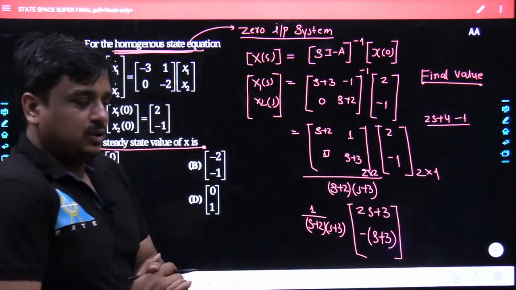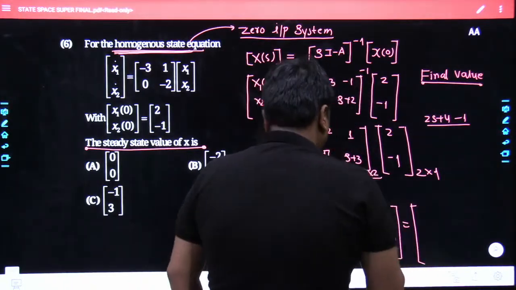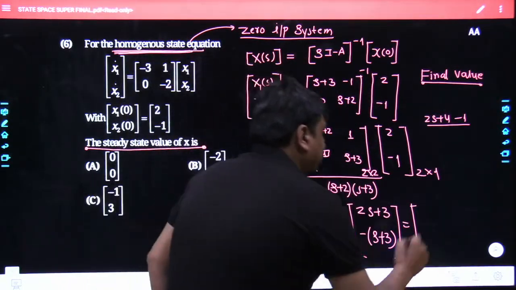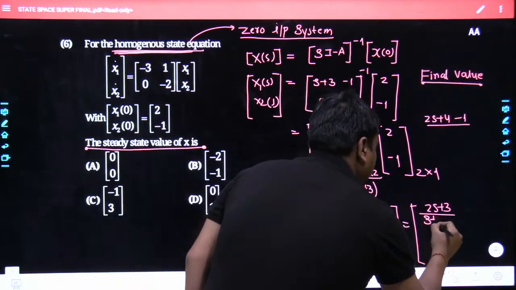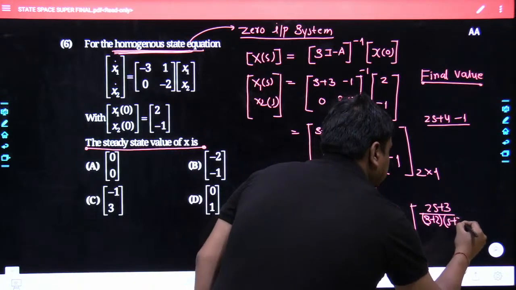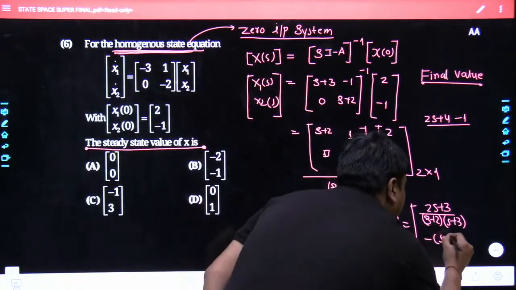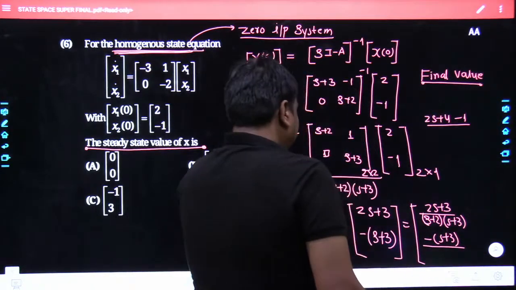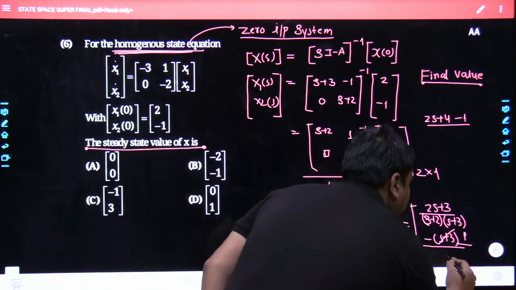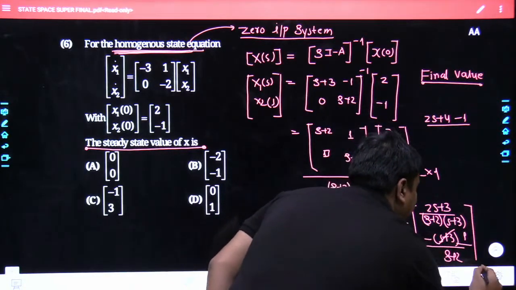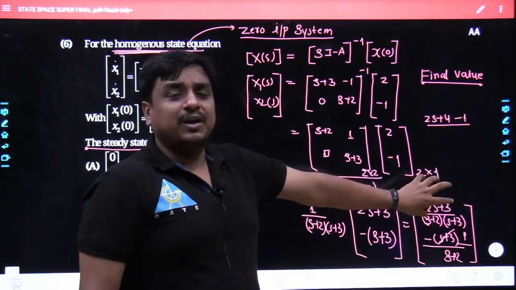Agreed? And once I multiply inside, the factor which would be left out is simply going to be, you can see very well, 2s plus 3 divided by s plus 2 into s plus 3. Similarly, the second one is simply going to be minus of s plus 3 divided by s plus 2 into s plus 3, and here the s plus 3 and s plus 3 cancel out. So the factor left out is simply 1 divided by s plus 2. And now you can see very well, they are the functions in Laplace domain.